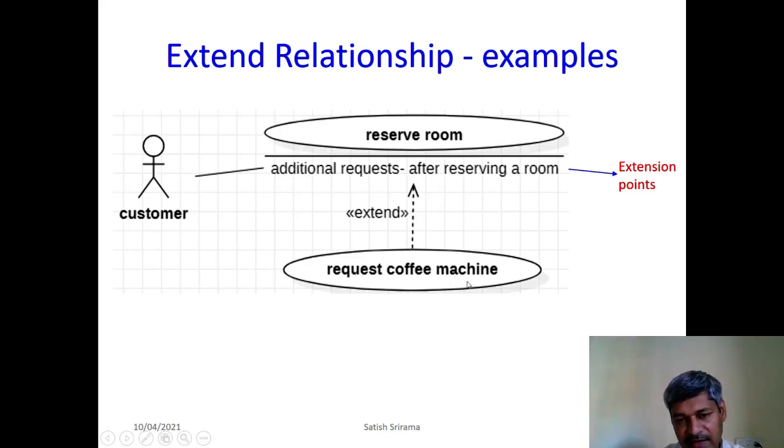The extending behavior is like request coffee machine. You reserve the room and then you request the coffee machine, everything within this particular base use case. The extending behavior basically adds additional functionality to that, the way we have discussed, as modular functions are added. So the extension points specify when the extended use case has to be used, and at which particular place of the behavior sequence of the base use case, in this case reserve room. Okay, hope that is clear.